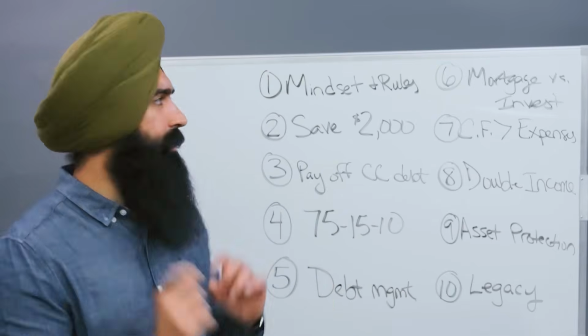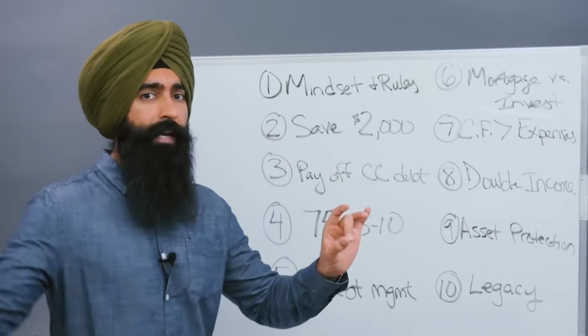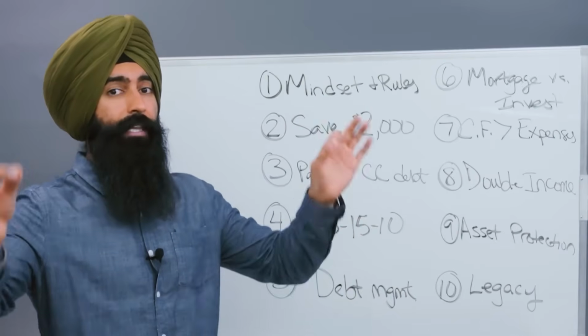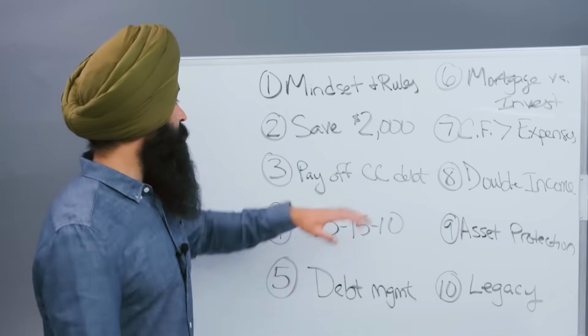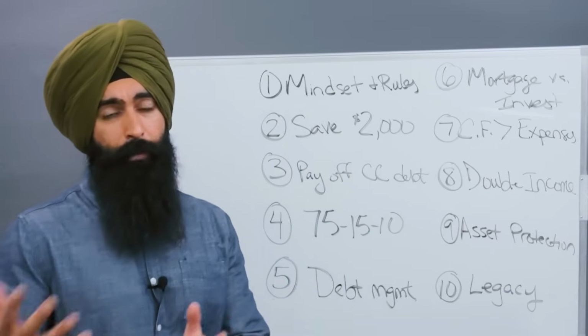So the 10 steps that I'm going to be going over, and I'll go over each one of these in detail in this video, is number 1, understanding the wealthy mindset and understanding the money rules. Number 2 is work to save my first $2,000. Number 3 is work to pay down my high interest debts, like my credit card debts.